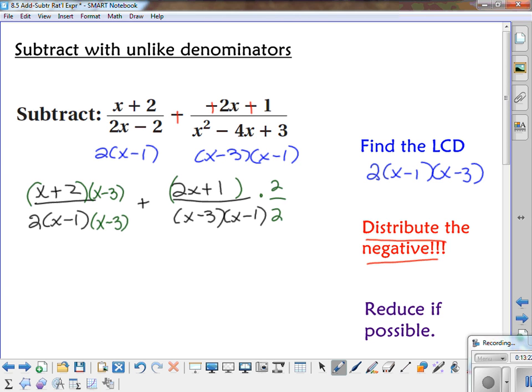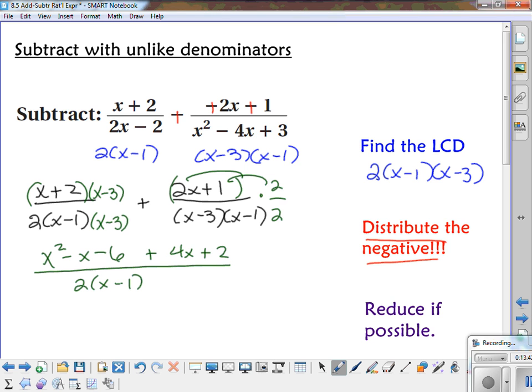So x plus 2 times x minus 3 comes out to x squared minus x minus 6. And then if I distribute my 2 over here, I get plus 4x plus 2. And all of that now is over the 2 times x minus 1 times x minus 3. And so then we combine our like terms, and I get x squared minus x and 4 plus 4x gives me plus 3x, and then negative 6 plus 2 gives me minus 4.